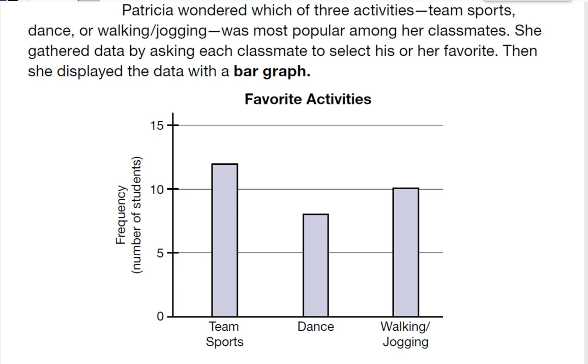So here we have a problem. Patricia wondered which of three activities, sports, dance, or walking, was most popular with her classmates. She gathered data by asking each classmate to select his or her favorite, and then she showed this data with a bar graph. Okay, so this is an example of a bar graph. We've seen these before.